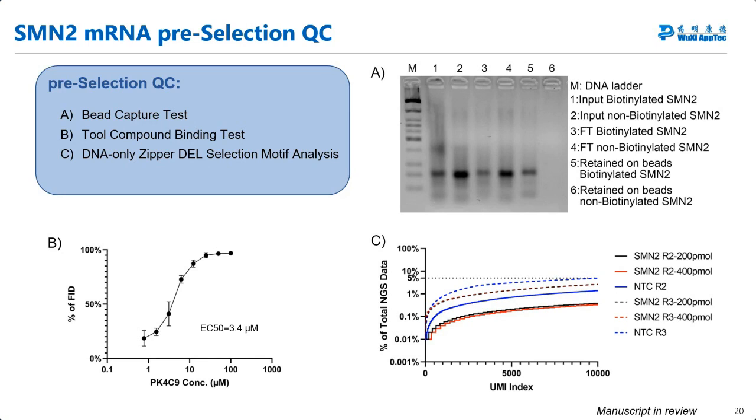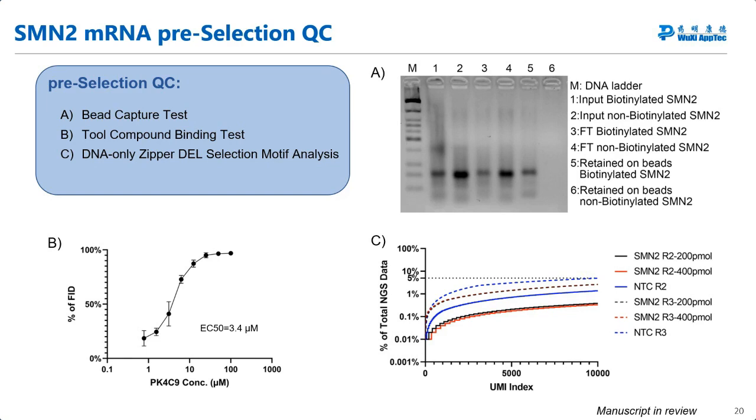Figure B is the two-compound binding test data. We used a fluorescence indicator displacement assay. You can see that the binding of the fluorescence dye can be blocked by PK4C9 in a dose-dependent manner. PK4C9 is a published small molecule that binds to SMN2 terminal stem loop 2, therefore indicating the presence of an active binding pocket in our RNA preparation based on this data.